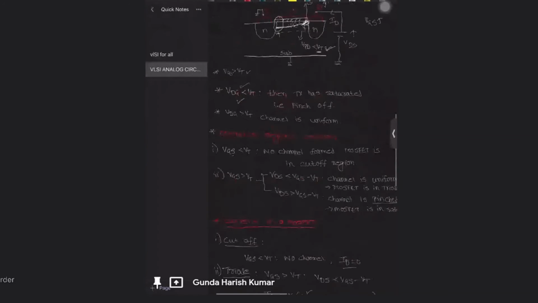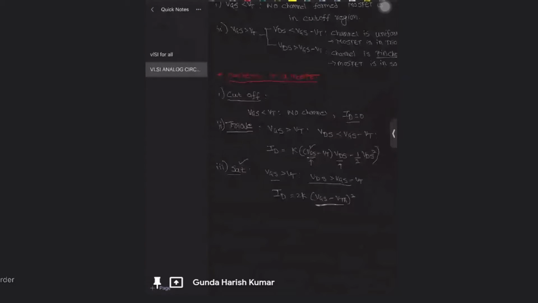So the overall voltage across it remains VGS minus VT only. Changing VDS is taken care of in the pinch off. It will move backwards, so the voltage across it remains VGS minus VT only. So in the saturation region, VDS has no role. So it is called a saturated current. It is a constant current. It only depends on VGS. If VDS changes, there is no change in the current.